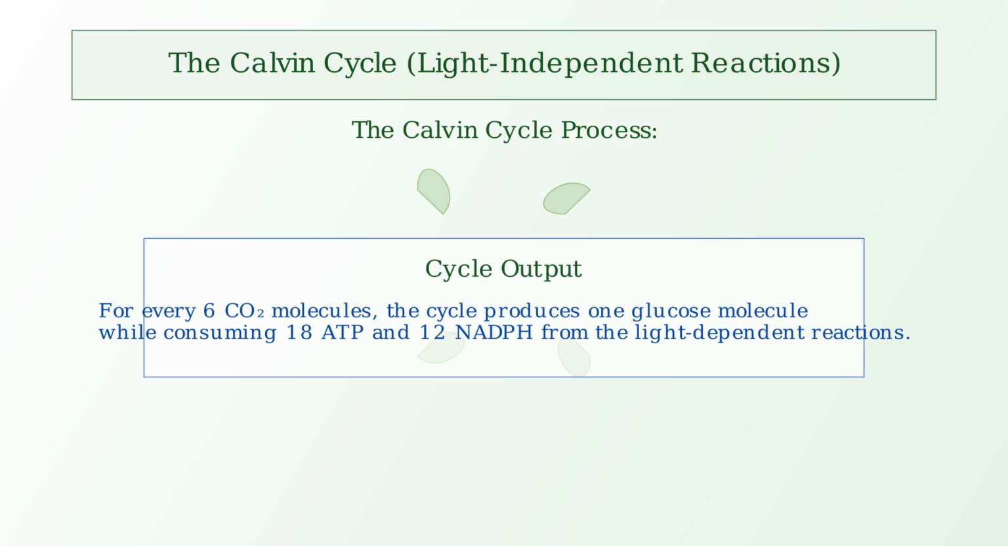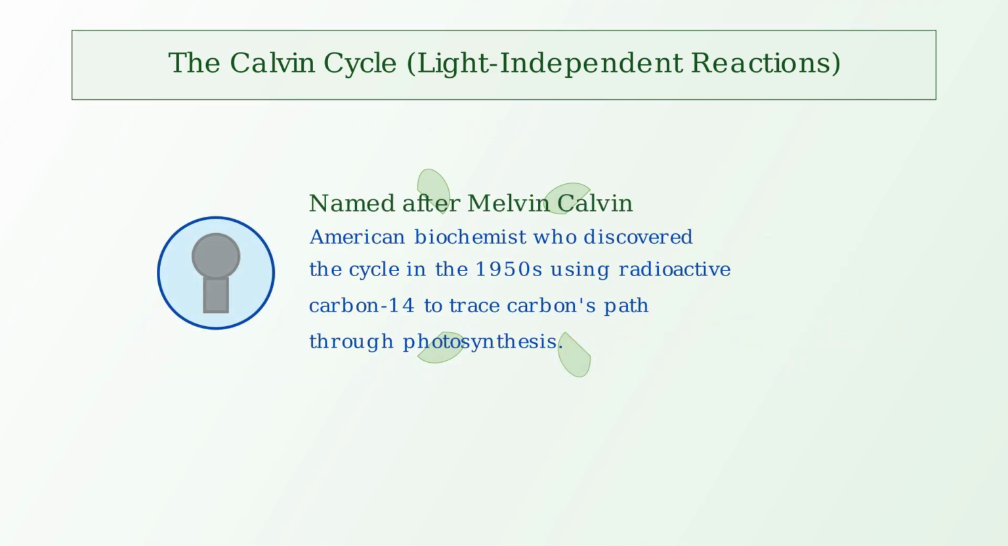For every 6 carbon dioxide molecules that enter the cycle, 1 glucose molecule is produced, while consuming 18 ATP and 12 NADPH molecules from the light-dependent reactions. The Calvin cycle is named after American biochemist Melvin Calvin, who discovered the pathway in the 1950s. Calvin and his colleagues used radioactive carbon-14 to trace carbon's path through photosynthesis.